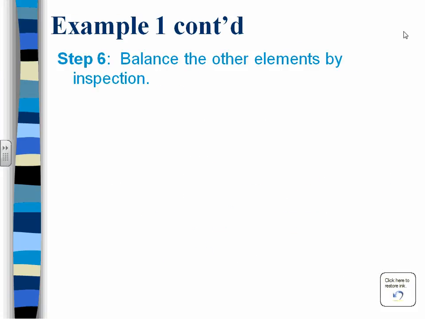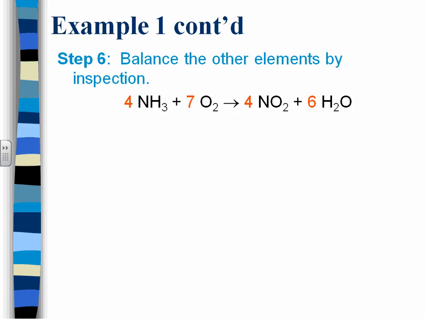So now what do I do? Now I can balance the other elements by inspection. I have the 4 and the 7 that I've already added in. If I look at my balancing, I need 4 NO2 and 6 H2O.